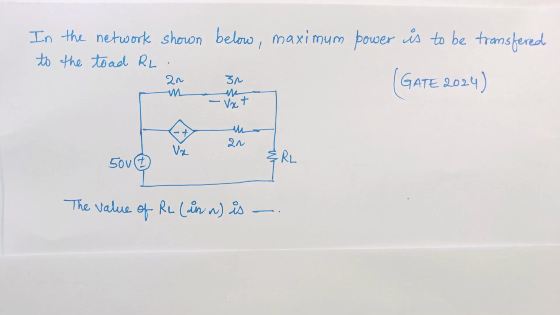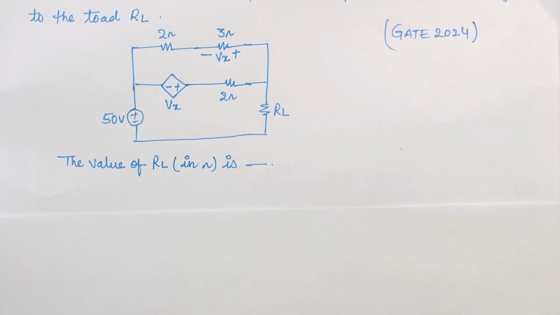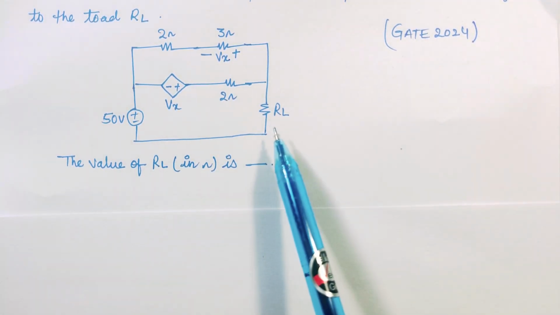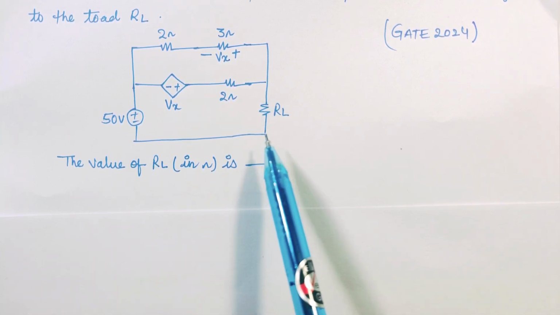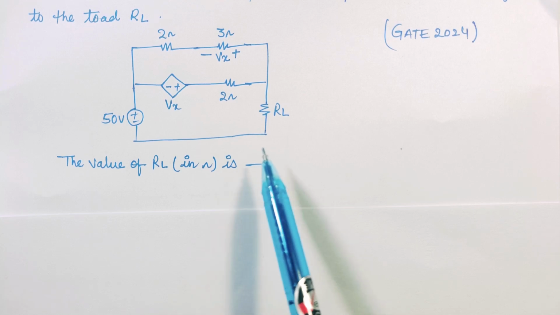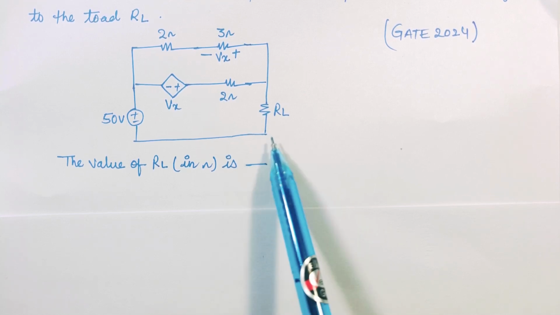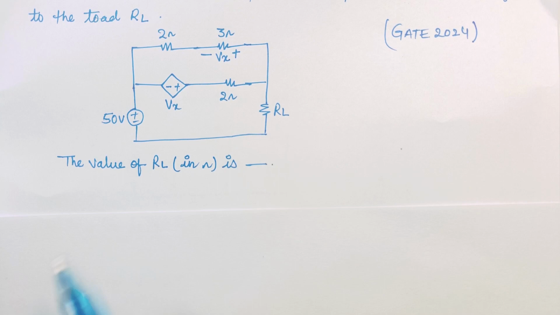So let us see how we can solve it. For the solution of this question, first of all, we will remove this RL and we will calculate RTH of this circuit. After calculation of the Thevenin resistance, as we know, maximum power will be transferred to this RL load when the RL value is equal to the Thevenin's resistance of the circuit.